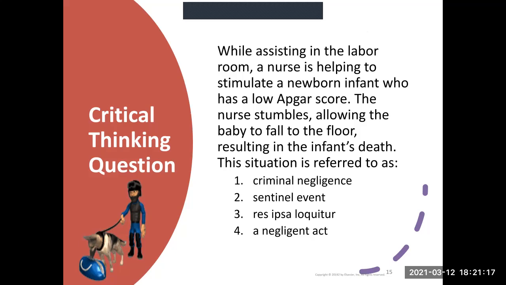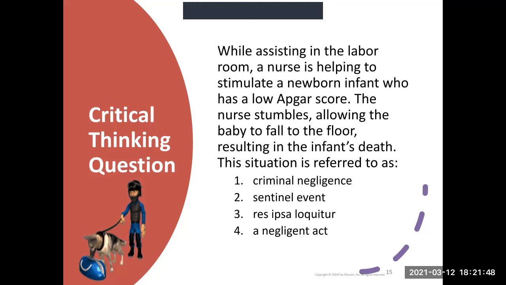Okay, it's a sentinel event, right? It's not like the nurse did it on purpose. She stumbled. It's not a res ipsa. It's a locator. It doesn't speak for itself, because somebody looking in can say, well, she didn't throw that baby to the floor. It was an accident. A negligent act? Not really. Yes, she owes a duty to that baby, but she didn't breach it. It was an accident. So it's a sentinel event, right?